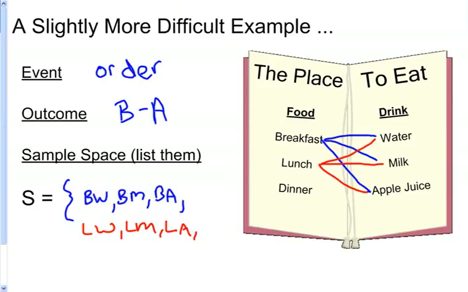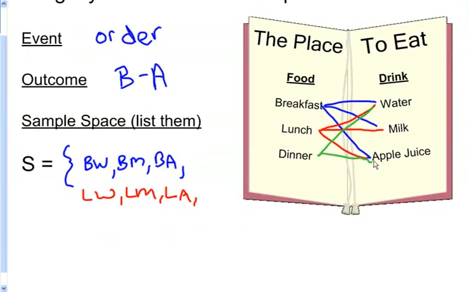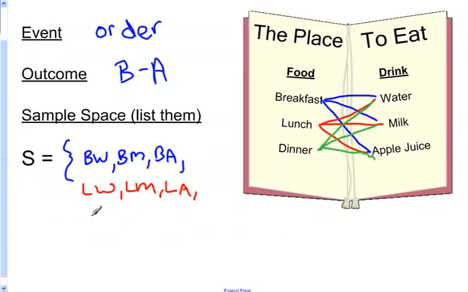And likewise, I could do the same with dinner. I can order basically any of the 3 drinks with dinner if I'd like. So that could be dinner water, dinner milk, and dinner apple juice. And I always do close this with a closing bracket. So the event was I placed an order. The outcome when I placed an order was breakfast apple juice, but sample space is all the possible orders that could be made. And notice it is really nice to have some sort of structure when you try to figure out what all the possible outcomes are, all the possible orders that I could make.